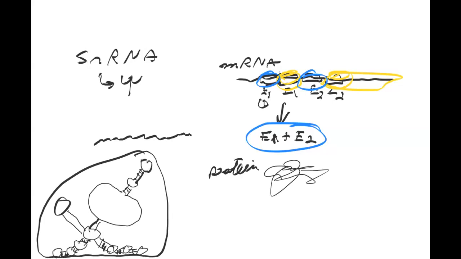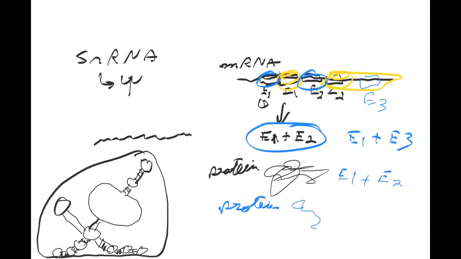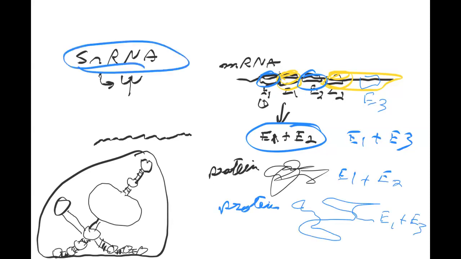Now, if you had an exon, let's say exon three, you can have a splicing where you're making E1 plus E3. So this is an E1 plus E2, and this protein, a different type of protein, maybe E1 plus E2, E3. So this helps with this splicing function.